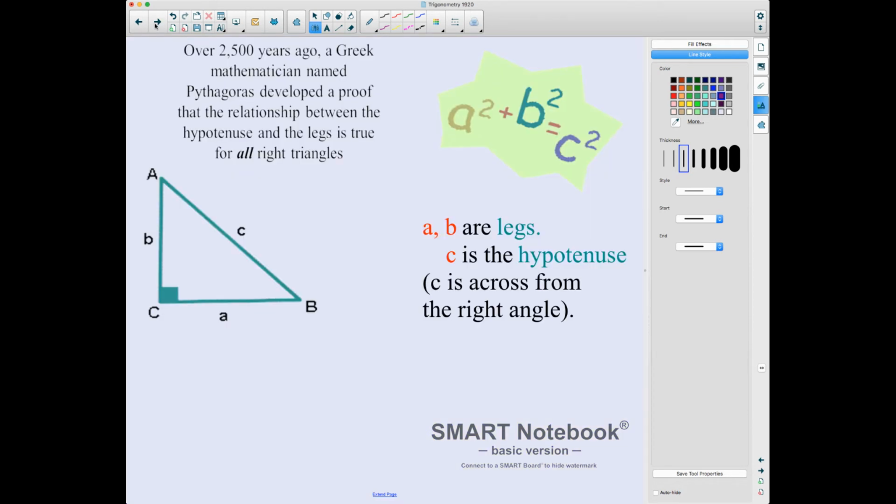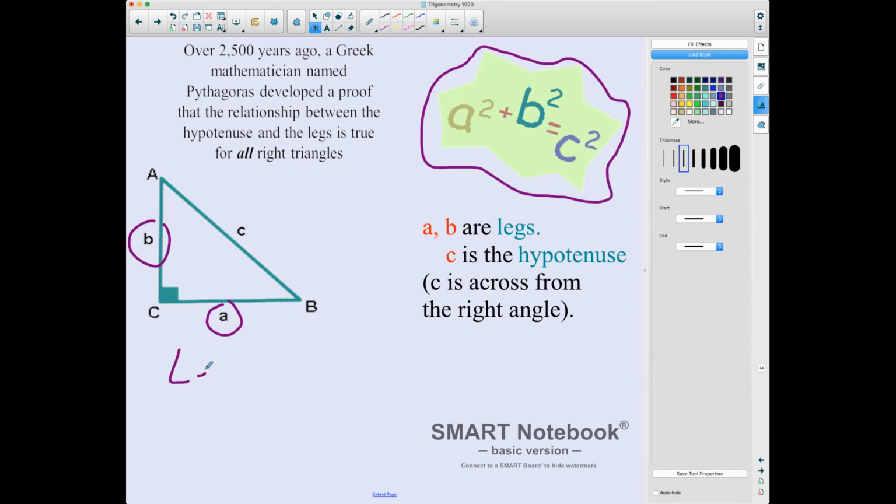Over 2,500 years ago, a Greek mathematician named Pythagoras developed a proof that the relationship between the hypotenuse and the legs is true for all right angles. What did I just say? I just said this. I said it in words. A squared plus B squared equals C squared. If A and B are the legs, otherwise known as the shorter sides of the triangle, C is the hypotenuse. In the formula, the C always goes by itself. The A and the B get added together, A squared and the B squared get added together, and then the C squared is by itself in the formula.